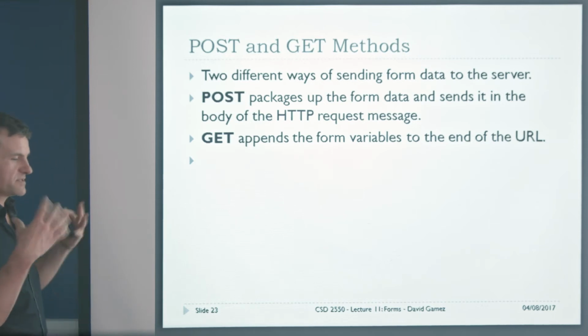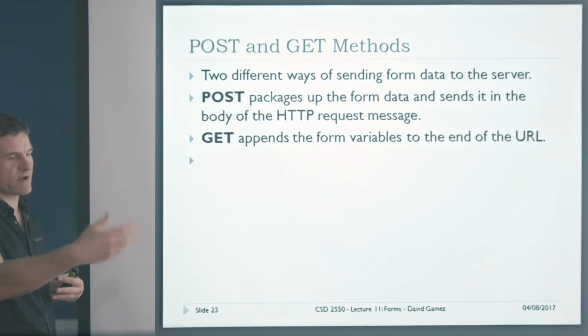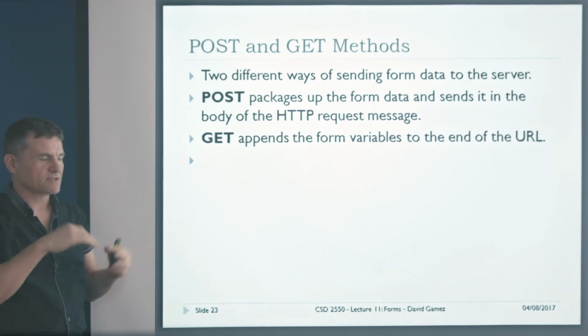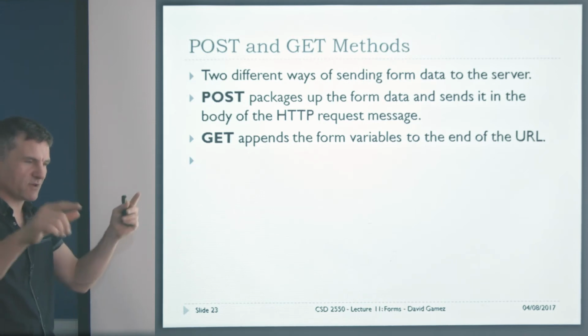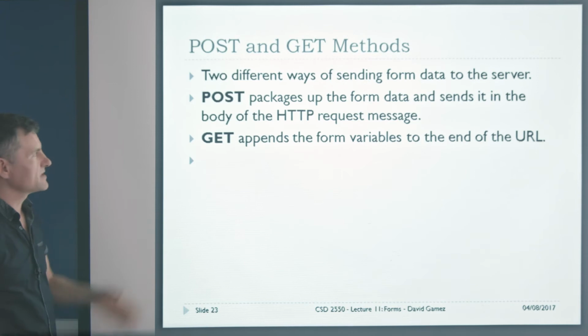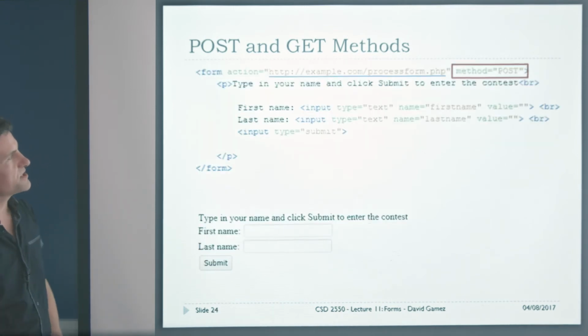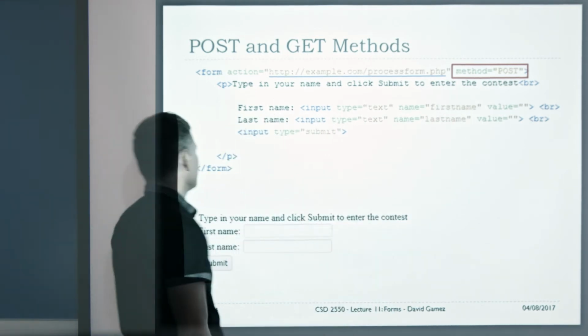With get, you're still using a form, but in this case the form variables are appended to the end of the URL. So if you're doing a search for something, you can bookmark that search and just go to the same URL with all the form variables at the end, and it'll retrieve the same page. So post and get is an important distinction, and we specify it using the method attribute, setting it to post or setting it to get.